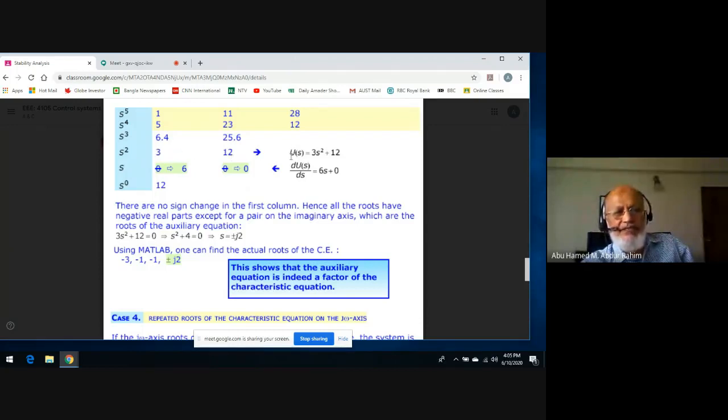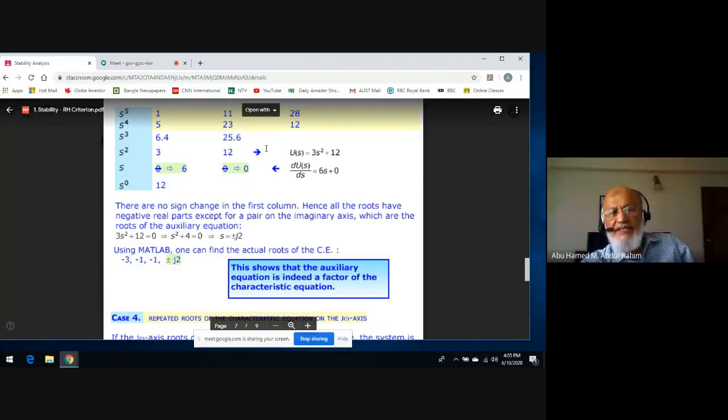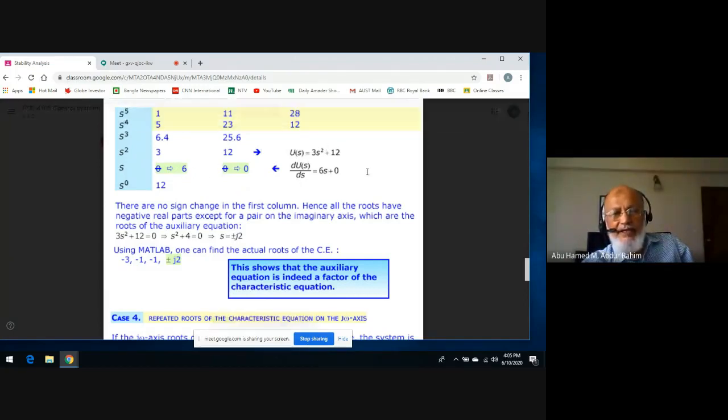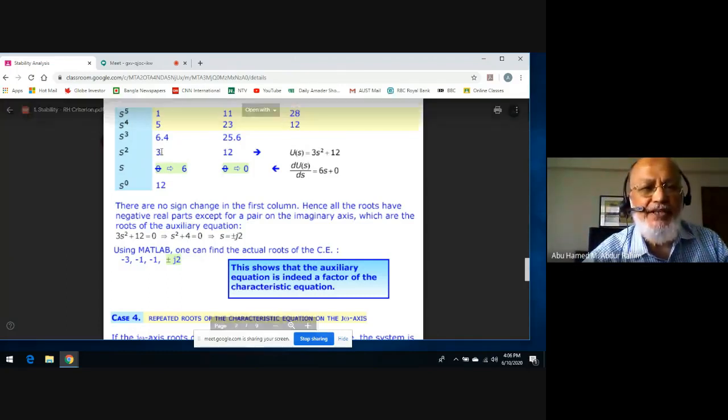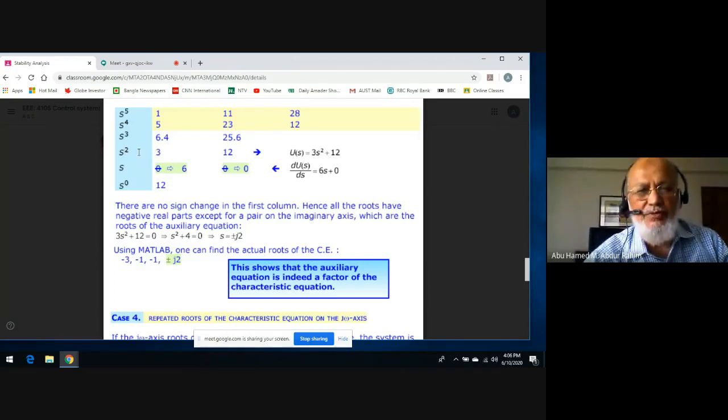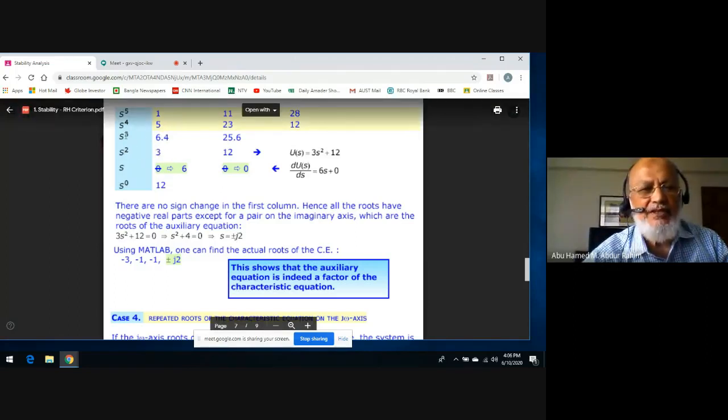We'll see what is the previous row. We'll see later. Because everything is written here, you might be confused or whatever. Just try to follow me, and then I'll show you what you're doing. So if a whole row is 0, then you write an equation from the previous row. Look at the previous row. 3 is the coefficient of s square. Do you understand that? 3 is the coefficient of s square. 6.4 is the coefficient of s cube. 5 is the coefficient of s to the power 4. 1 is the coefficient of s to the power 5. So it goes like this. So 3 is the coefficient of s square.